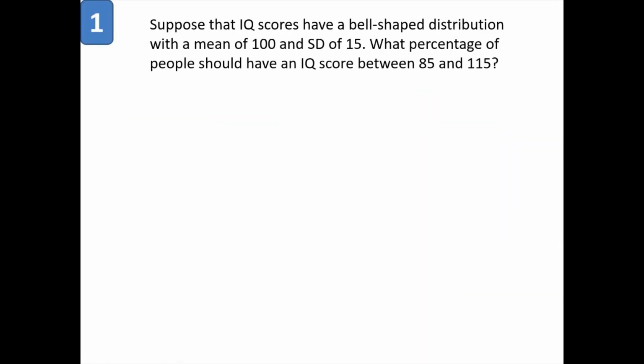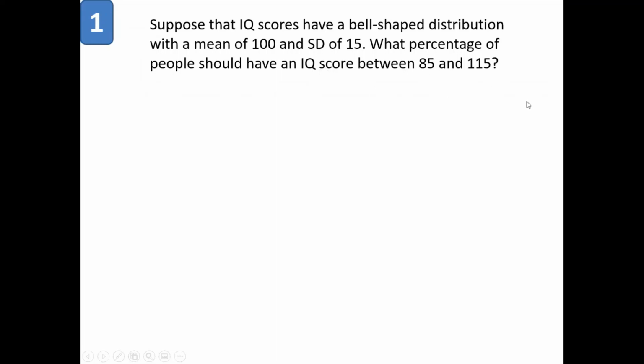Suppose IQ scores have a bell-shaped distribution with a mean of 100 and a standard deviation of 50. Simple values are given. I want to calculate what percentage of people should have an IQ score between 85 and 150. If the mean is 100 and the standard deviation is 50, what percentage of people should have an IQ score between 85 and 150? Okay, so how to solve these kinds of problems?